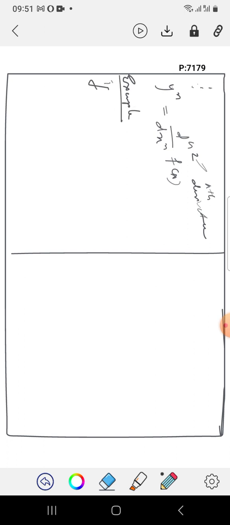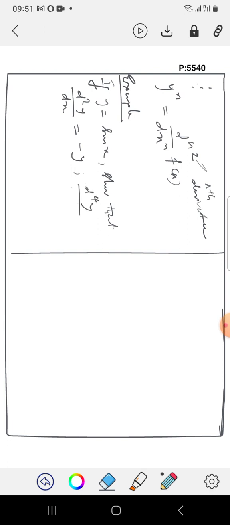So if your function is in fact sine x, show that the second derivative of that function equals minus y, while the fourth derivative of that function equals y. All right. This is cool, isn't it?